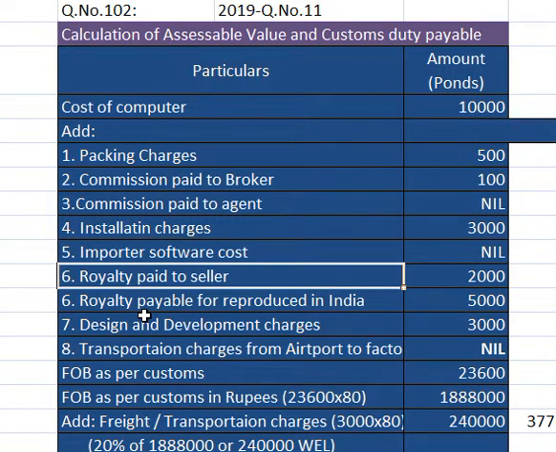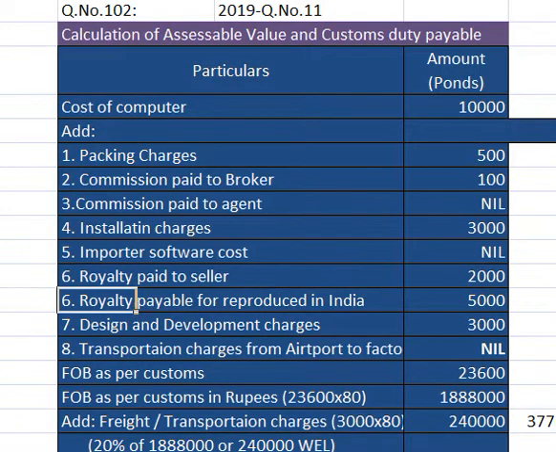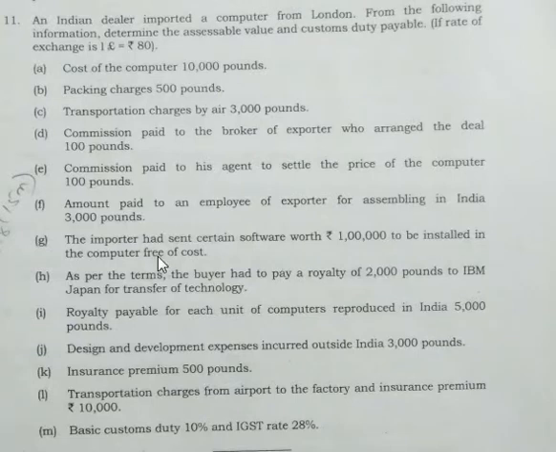Next, royalty. There are two types of royalty, so we will see the royalty. See here now, this one. As per the terms, the buyer had to pay a royalty of 2,000 pounds to IBM Japan for transferring technology. Next, royalty paid for each unit of computer reproduced in India. This I is not considered because it is reproduced in India. If the royalty is paid in India, it is not considered. So this H is considered because it is royalty paid by the importer to the exporter. So this one is considered.